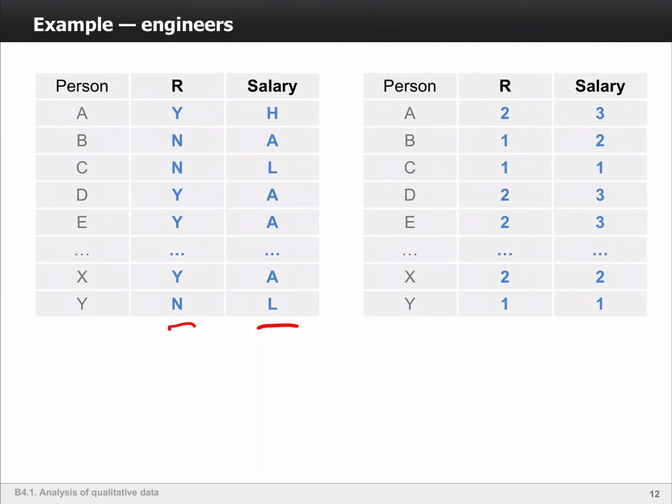Of course, we can represent this data using numbers. For example, we can use 1 for yes and 2 for no in R. And for salary, we can also use 1, 2, 3. And then, of course, in this case, it makes no sense to use these 1, 2, 3. It's just a code. It's just a dummy variable, right?